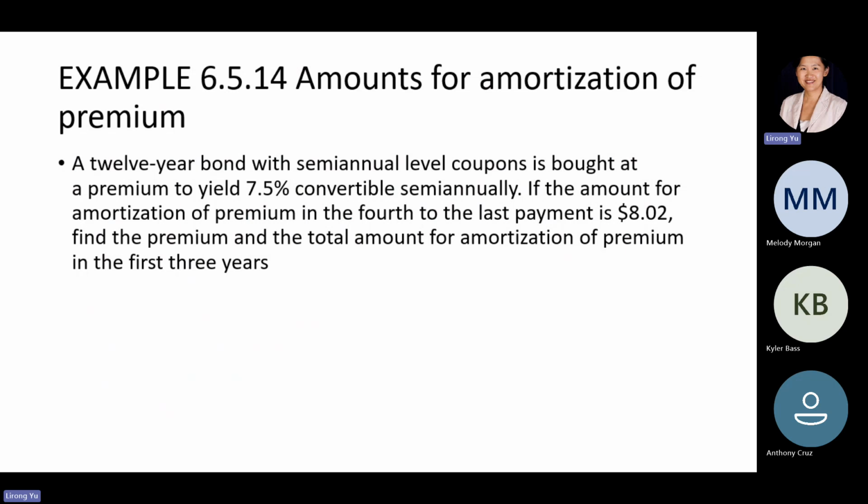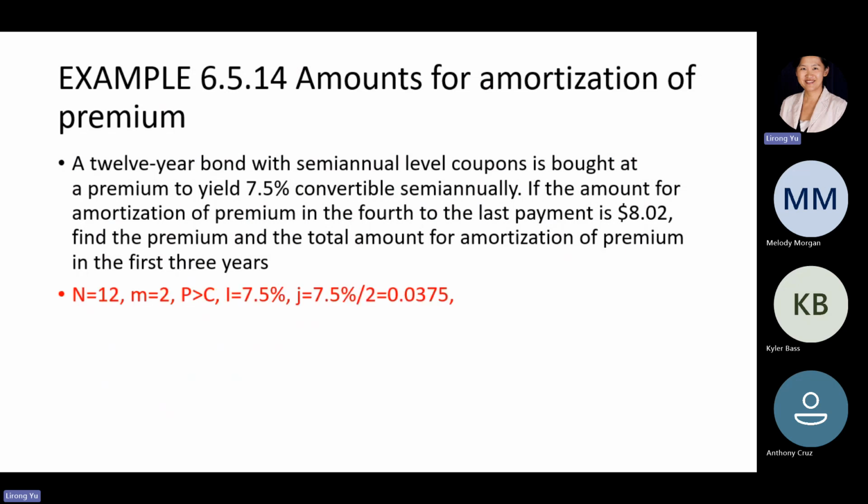So the premium, when we talk about premium for the entire bond, should be P minus C. Are we okay? And then the total amount for amortization of premium in the first 3 years. It was talking about semi-annual coupon payments. In the first 3 years, how many coupon payments? There are 6, right? Every half a year, so 3 years, 6 payments. We want to find out the total amount of premium. So we want to calculate P1, P2, P3, P4, P5, P6, the summation of the 6, right?